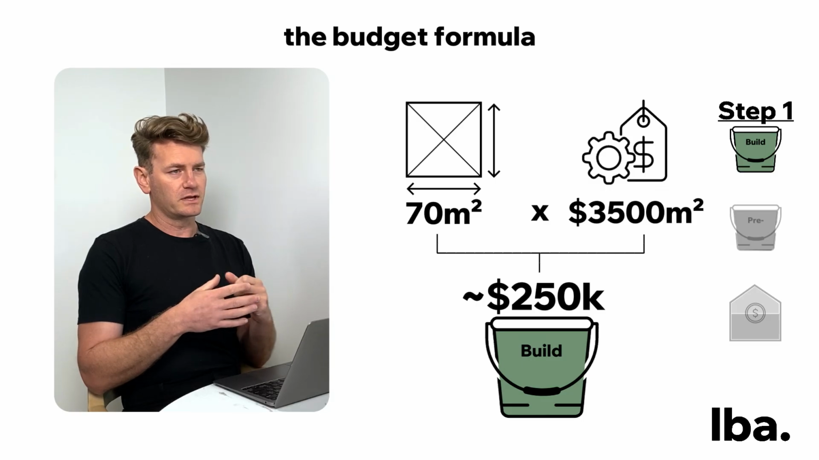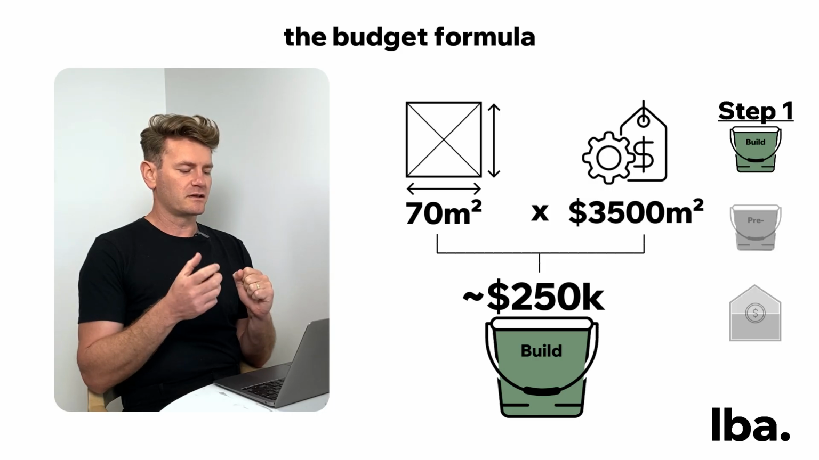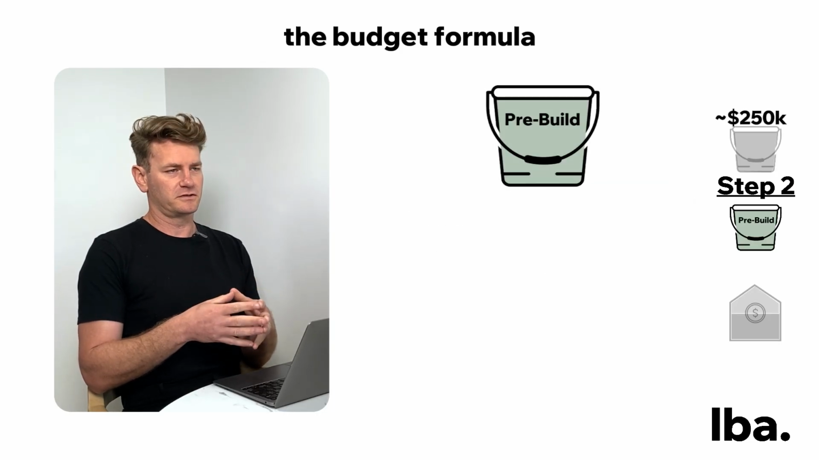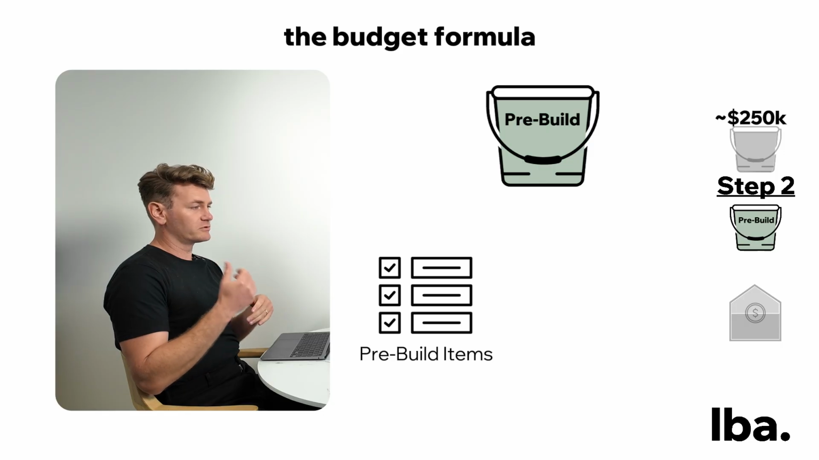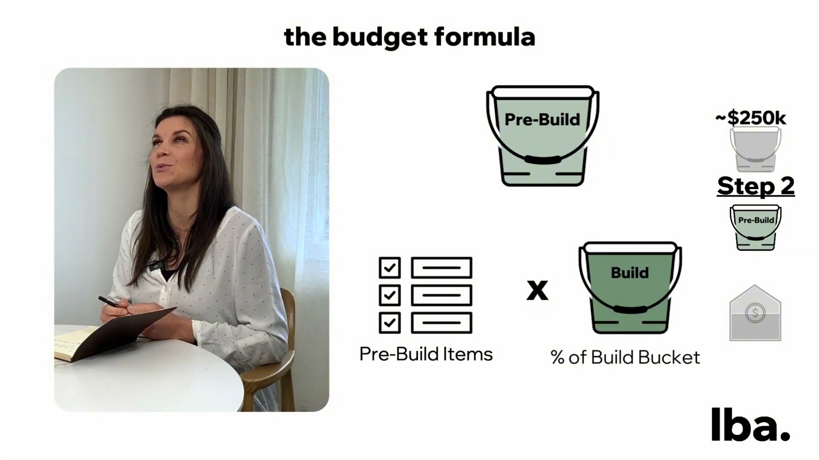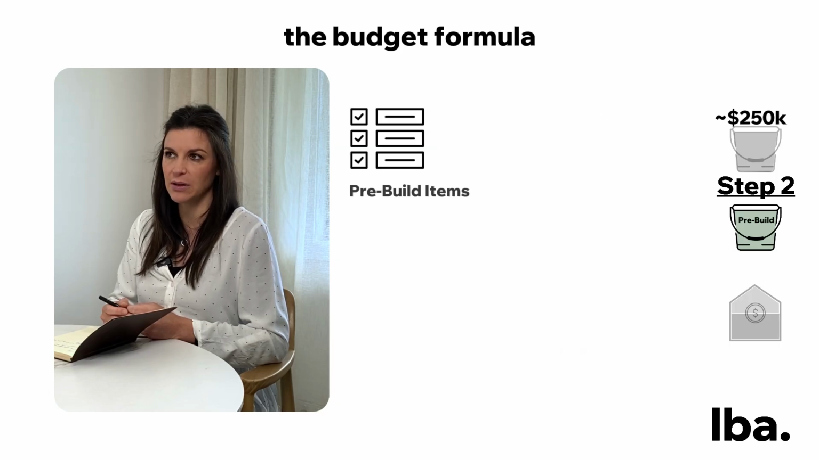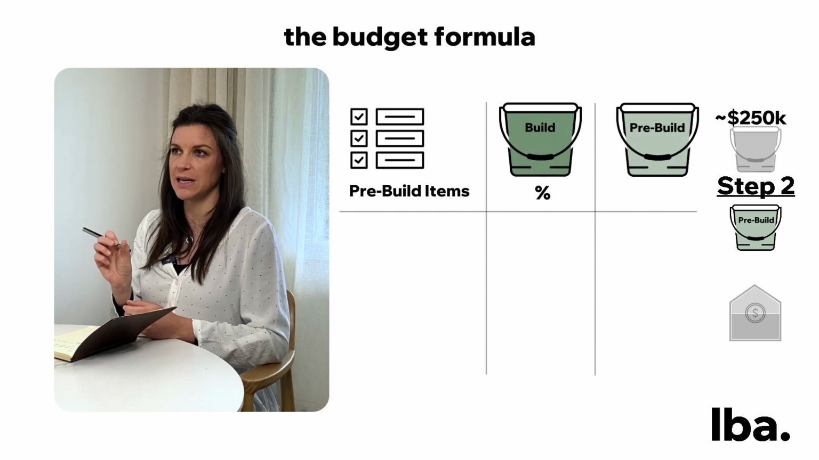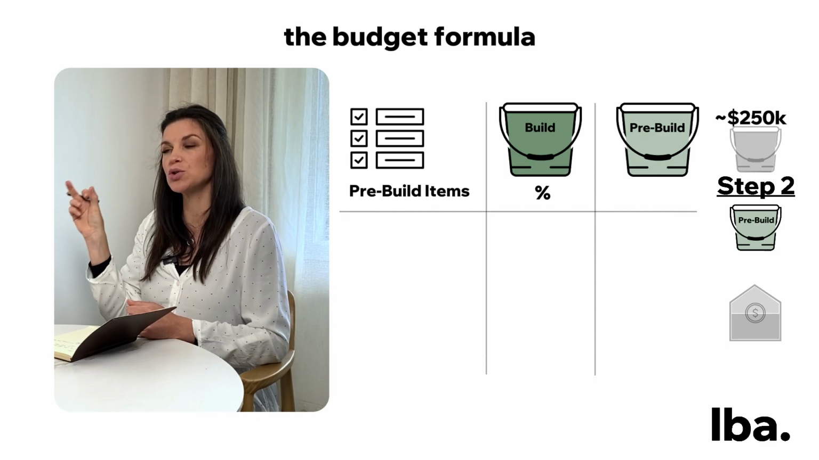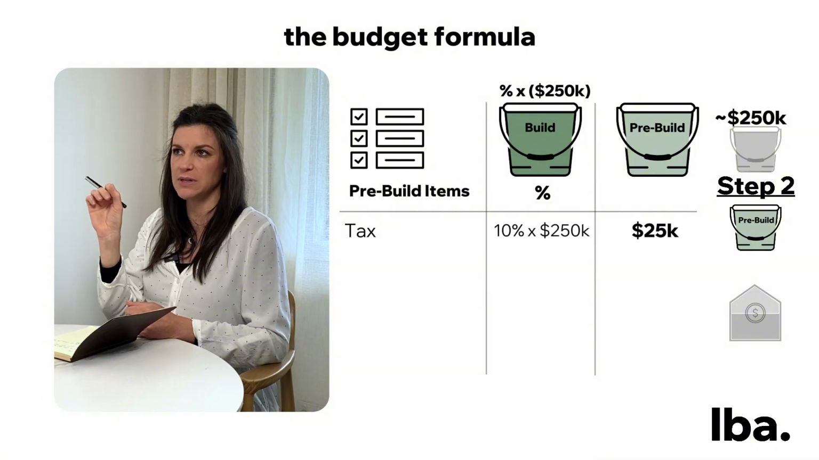So then from that, we can use that figure, 250K from the build bucket, to give us an understanding of the pre-build costs. So the pre-build costs, that's the pre-build items, multiplied by a percentage of the build cost. Basically, the way we work out the pre-build cost is, against each item that is likely to be part of that pre-build cost, we allocate a percentage. And that percentage applies to the construction cost you've just calculated. So let's say GST, 10%.